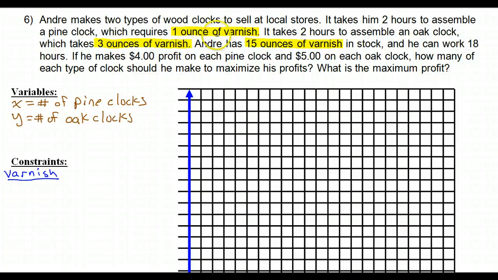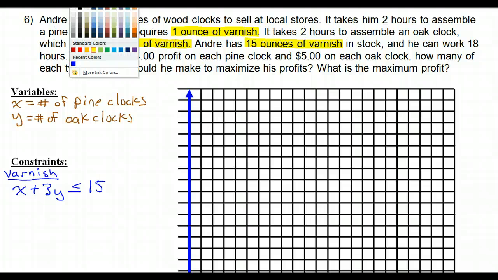So 1 ounce of varnish for every pine clock, which is X, plus 3 ounces of varnish for every oak clock, which is Y, has got to be less than or equal to the total amount of varnish, which is 15 ounces. So there's my varnish constraint. 1 per pine clock plus 3 per oak clock has to be less than or equal to 15 total. So let's change colors and look for another constraint, another limitation.